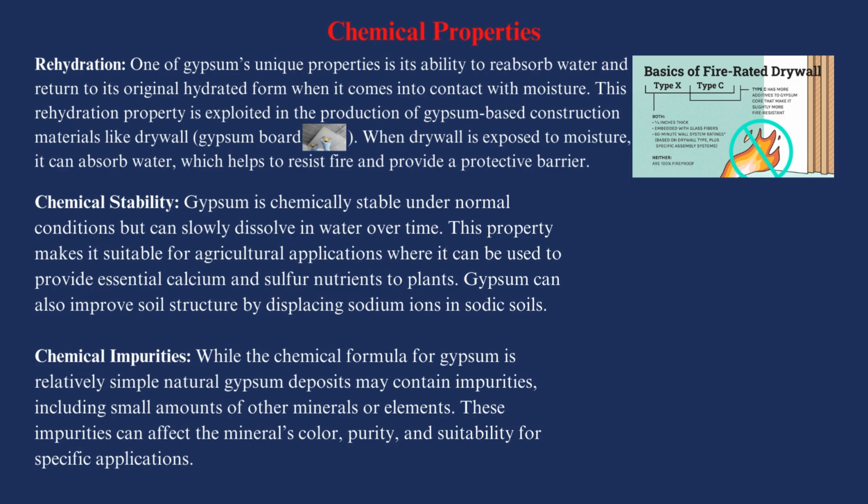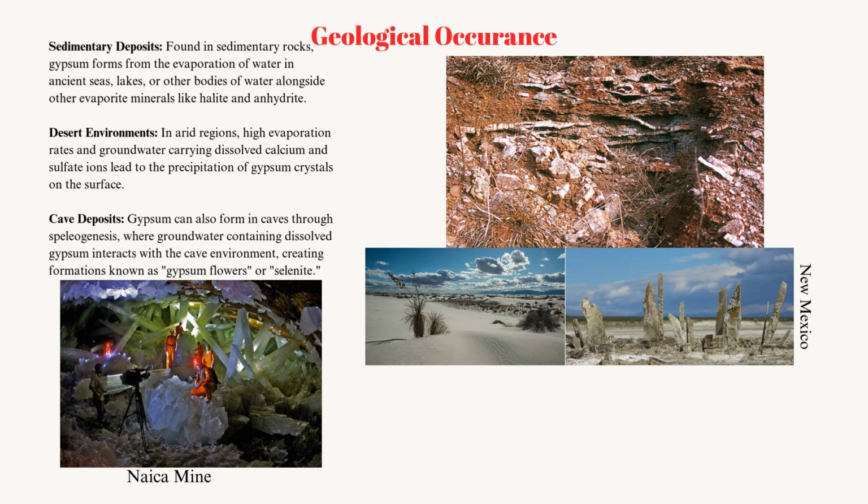In summary, gypsum's chemical properties, including its hydrated structure, ability to undergo controlled dehydration and rehydration, and chemical stability, make it a versatile mineral used in various industries, from construction and agriculture to art and industry. Its capacity to transform from a hydrated to an anhydrous state and back again is particularly valuable in many practical applications. Geological occurrence.